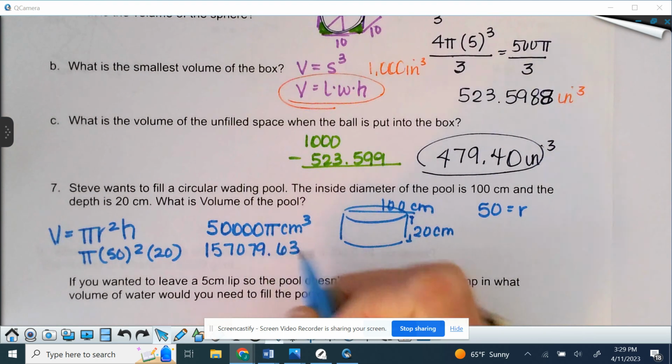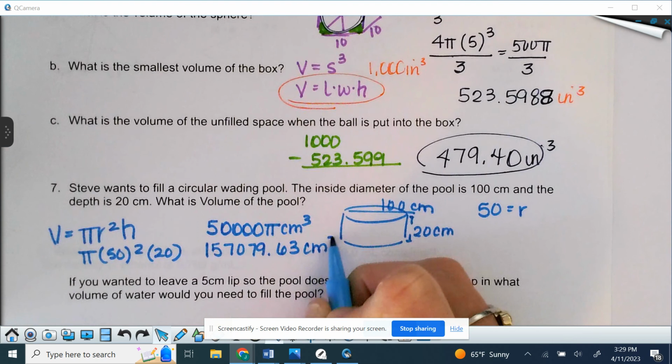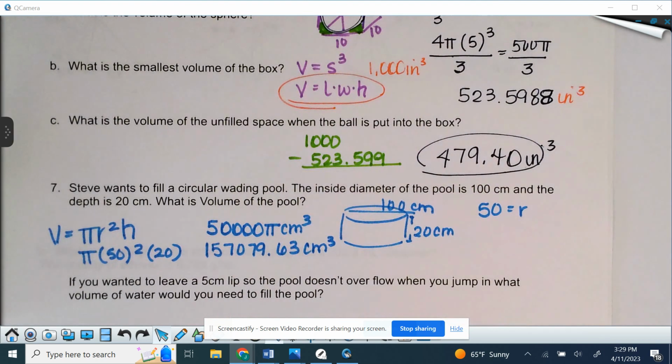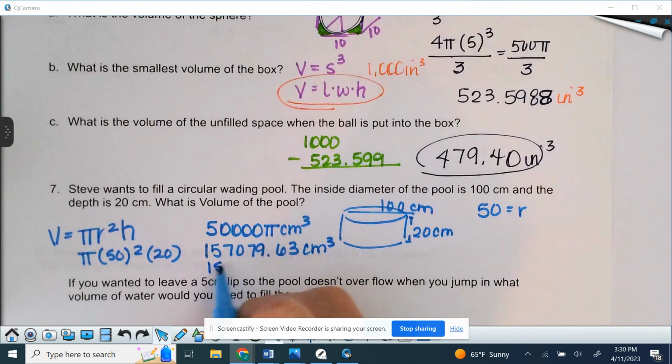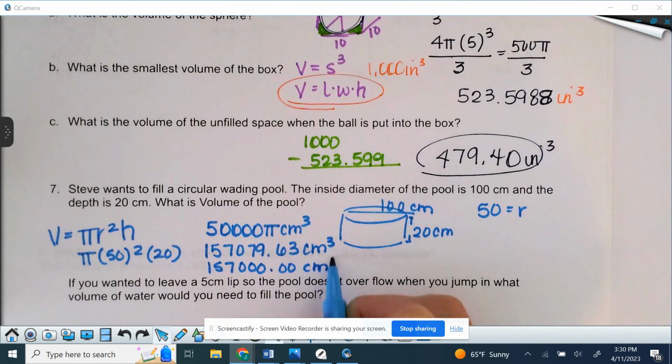And again, if we were to use our pi button, so times pi, it's 157,079.63. That's with the pi button, centimeters cubed. If you used the 3.14, it is simply 157,000. So again, all 3 of these answers are correct. It's just which one the question is asking for, or the person who wrote the question.